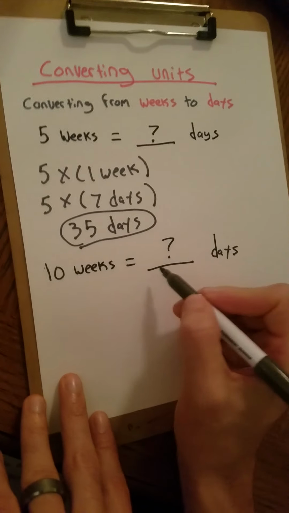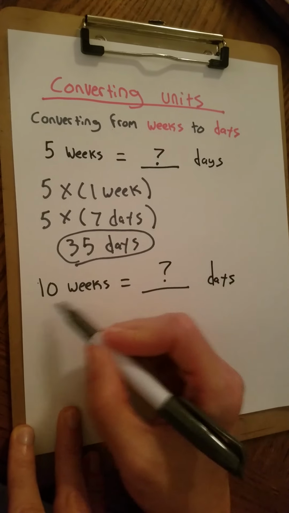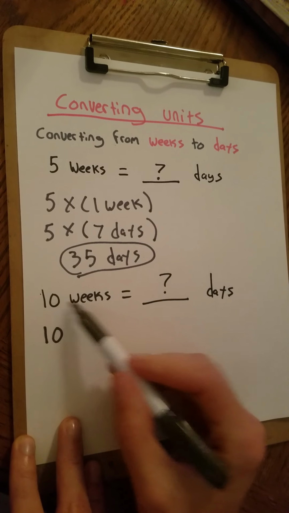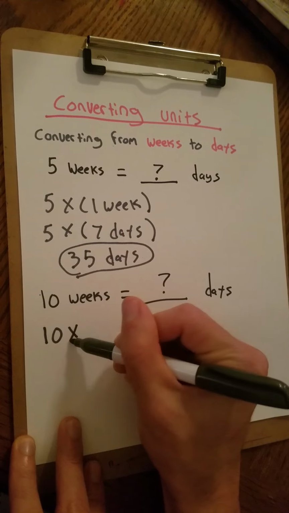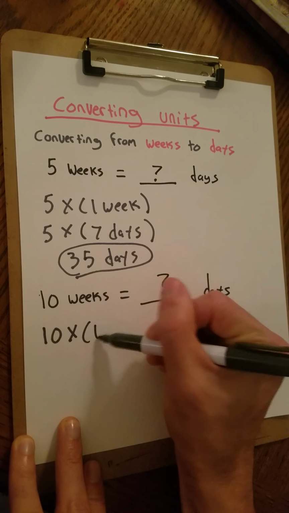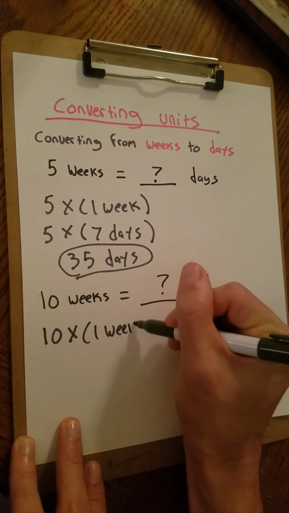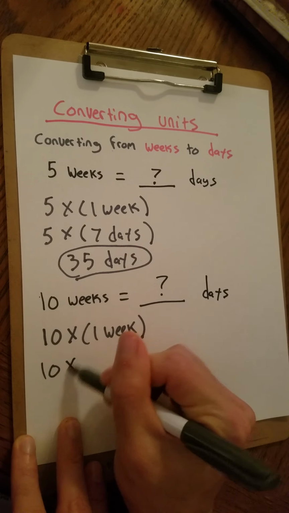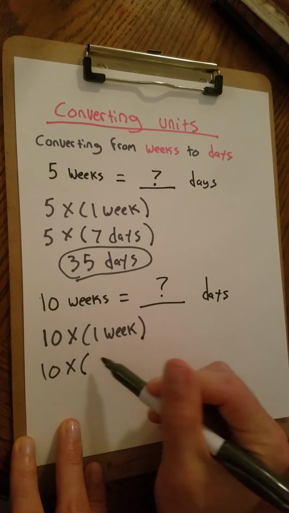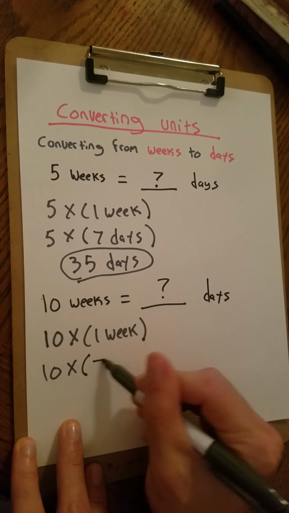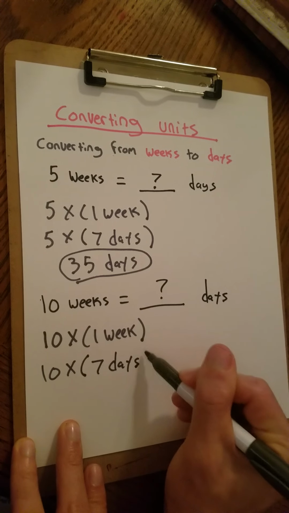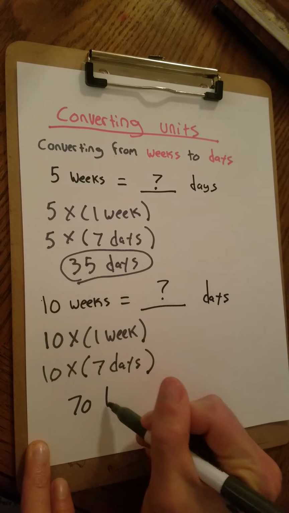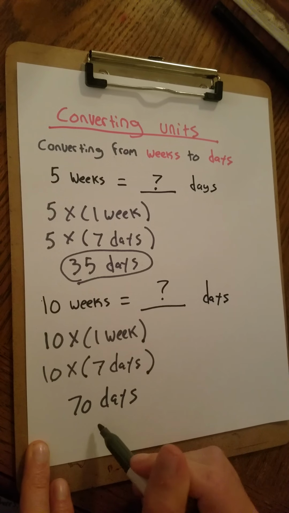Try it again with 10 weeks. First step, again, is to write this as a mathematical expression of 10 times 1 week. Then I'm going to rewrite the expression, but I'm going to convert weeks into days. 1 week equals 7 days. I'll then multiply 10 times 7 to get the number of days in 10 weeks.